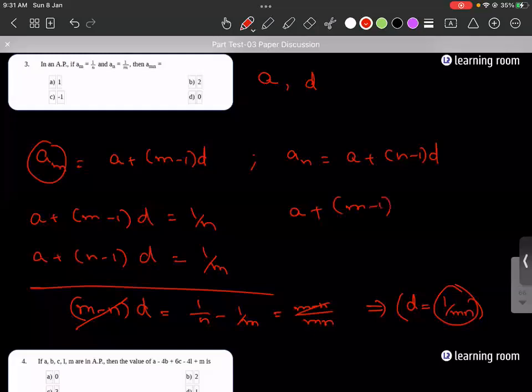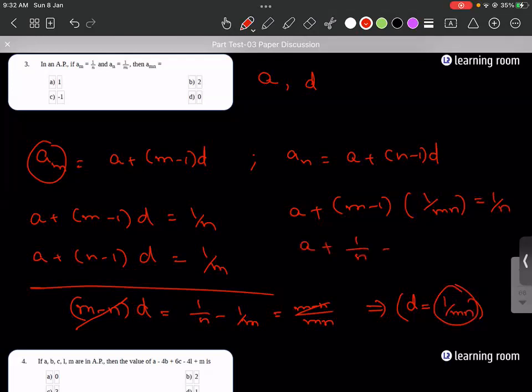Similarly, I'll take this 1 by MN and substitute it in any one of the equations. So A plus M minus 1 into 1 by MN is equal to 1 by N. So A plus 1 by N minus 1 by MN is equal to 1 by N. This and this will get cancelled. So A will also be 1 by MN. Understood? Yes, sir. A is equal to 1 by MN and D is also 1 by MN.